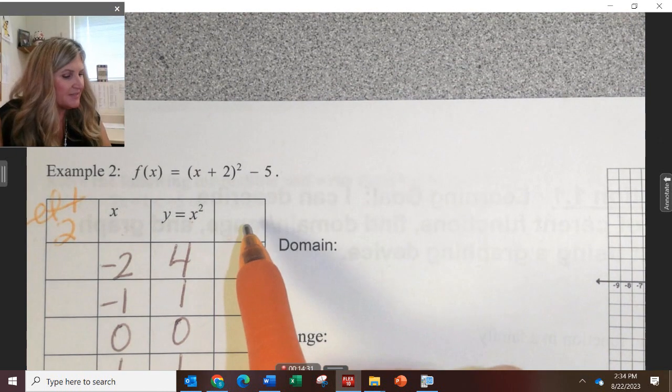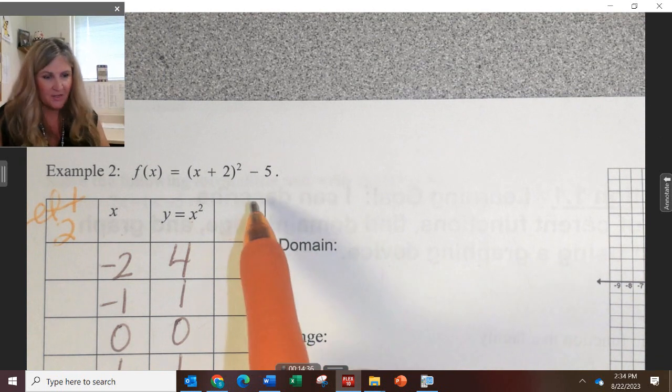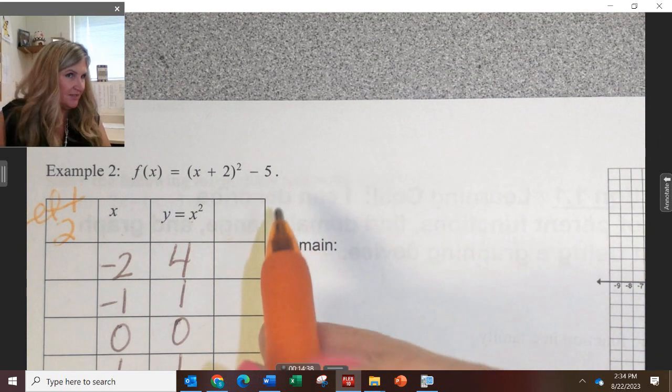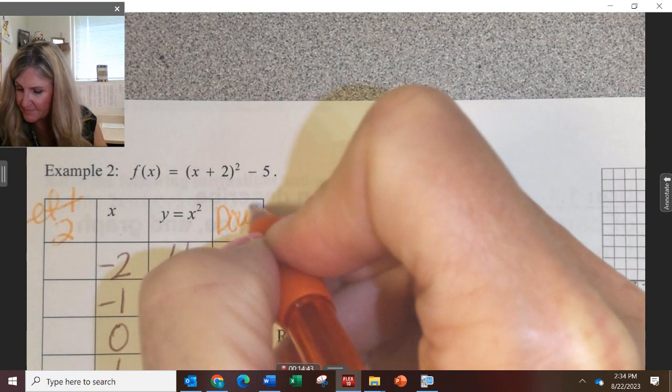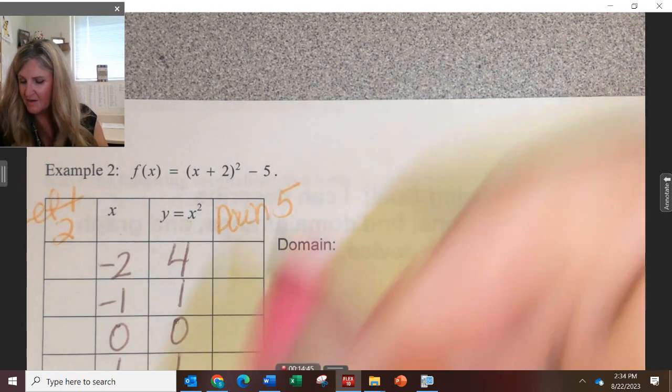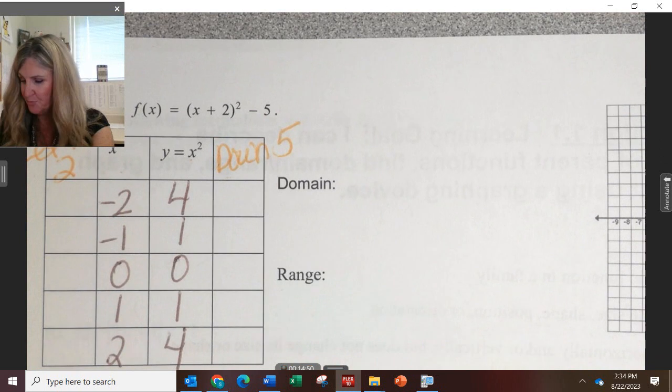And then what about this -5 down here? Madeline, what do you think the -5 is going to do? Good, down 5. All right, so I'm going to be figuring this out up here. You guys figure it out at your seats, the new points.